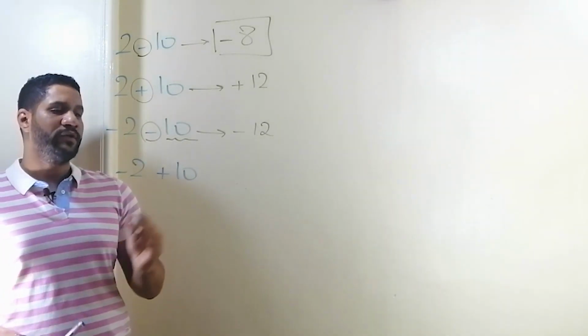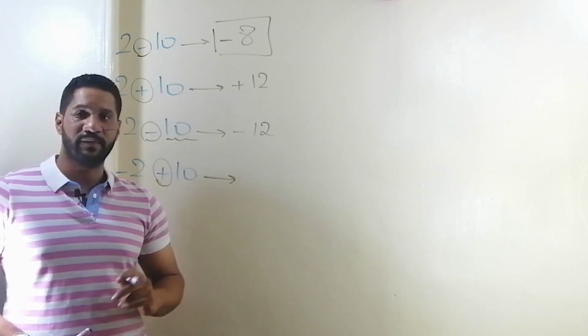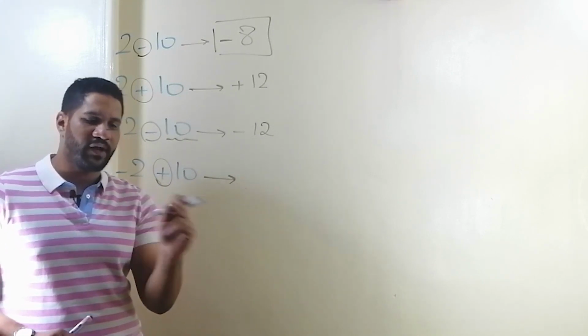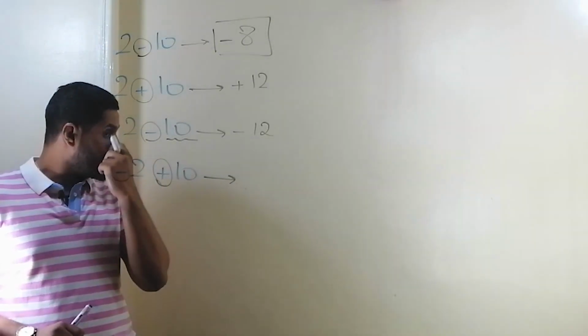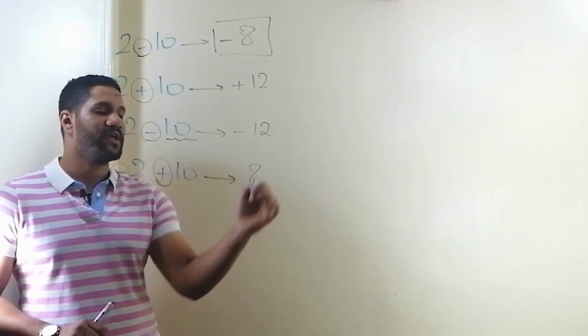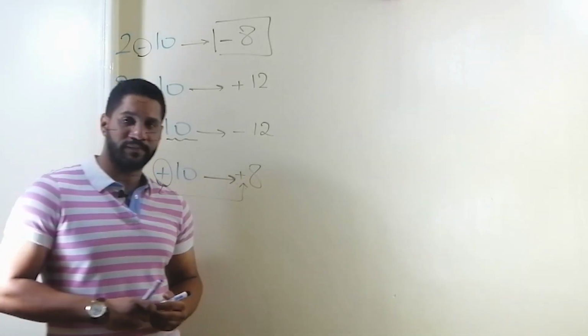If we look at the fourth one, I can see that the bigger number is positive, so the answer must be positive. As the two numbers have different signs, negative and positive, I'm going to subtract them, so the answer is 8. Why positive 8? Because 10 is positive, which is the bigger.